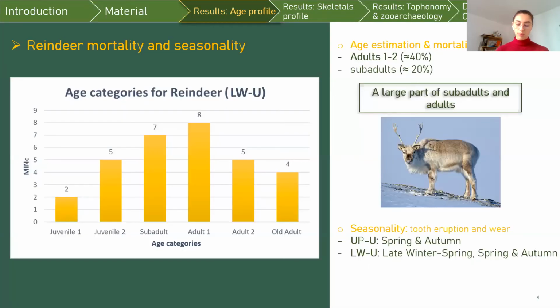We have shown in both units the dominance of adult and subadult reindeer. There are currently too little data to estimate the sex of the individuals, and the seasonality of reindeer mortality is between spring and autumn for the upper unit, and between spring and autumn, with a small proportion of this occurring between late winter and early spring for the lower unit.